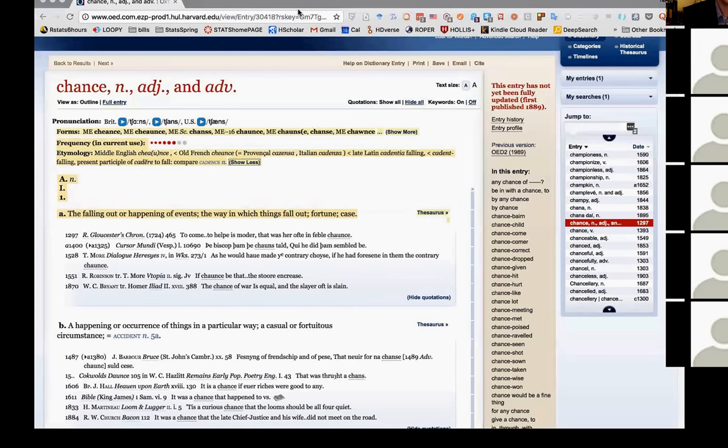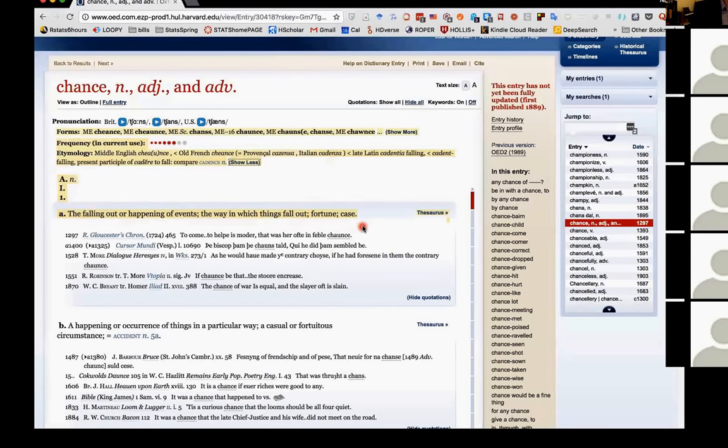Annotate, I'll do the spotlight. I think I should use the spotlight, yep. Look at the definition here. What is this? Chance is defined primarily as the falling out or happening of events, the way in which things fall out. There's this falling out idea.